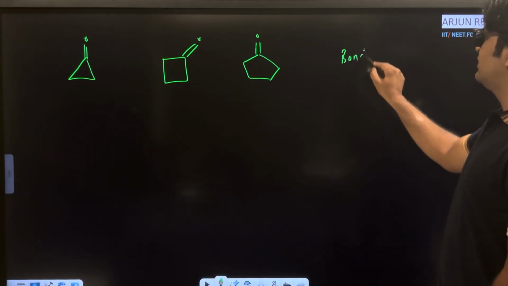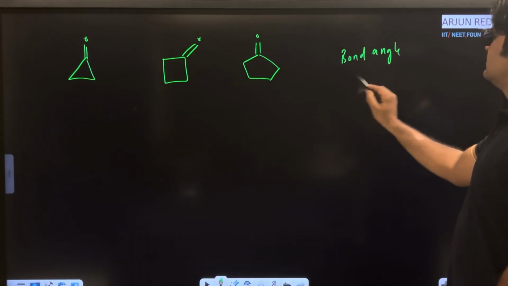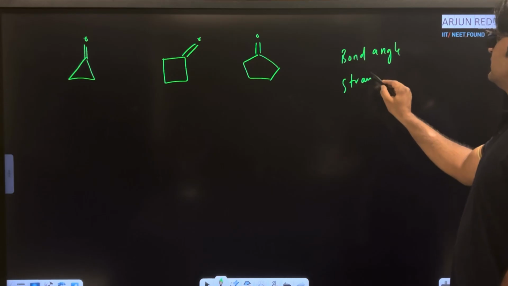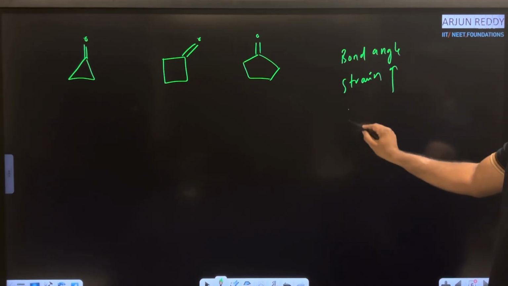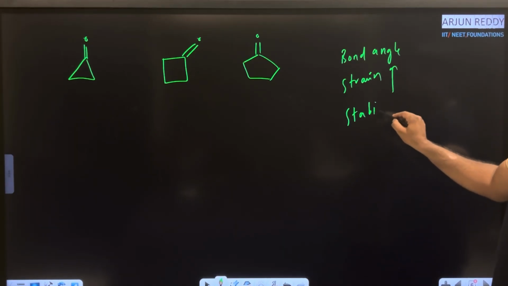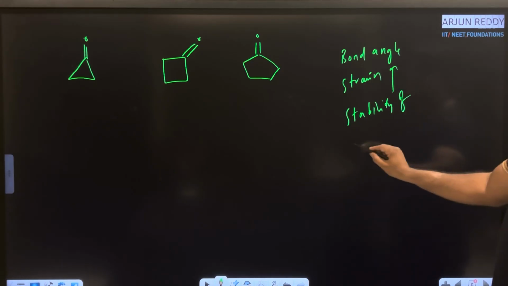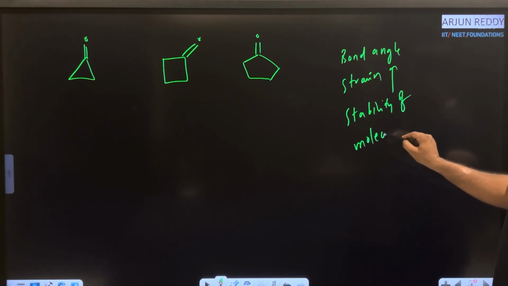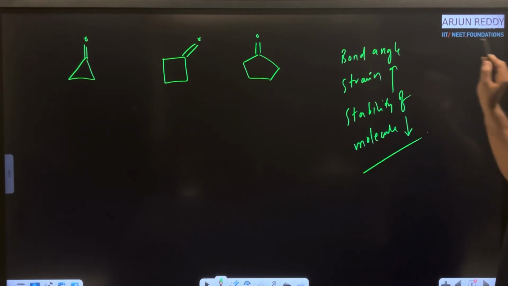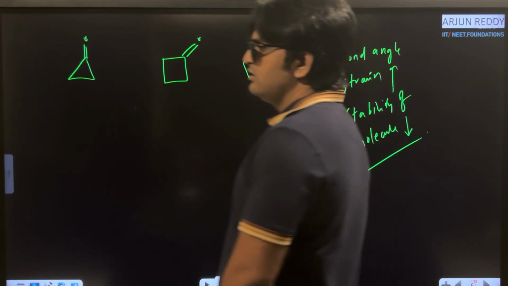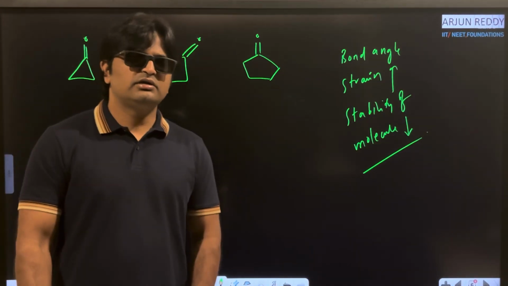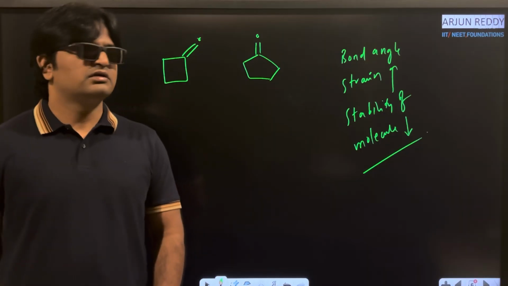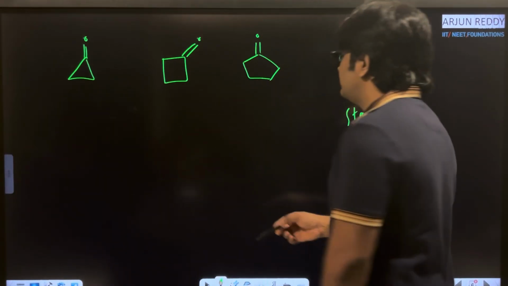Very important point. When bond angle strain increases, the stability of the molecule decreases. Yeah, that's a very important point. Bond angle strain is nothing but the absence of the required bond angle. That's it. Now we know, a very simple example.